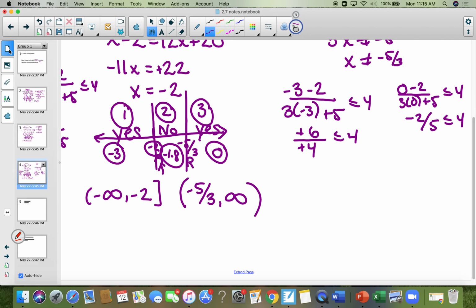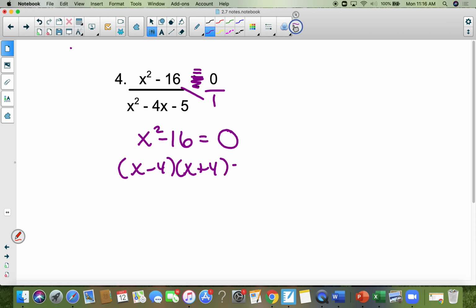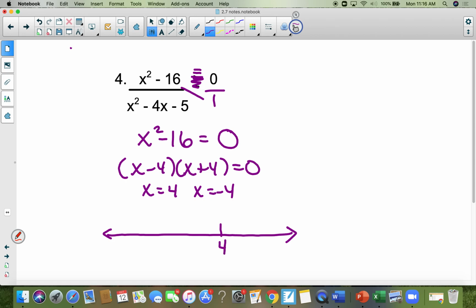Okay, one more fraction one. It's nice to see it again. So again, make this equal to 0. Put it over 1. If you cross multiply, you get x squared minus 16 equals 0, because anything times 0 is 0. This is x minus 4, and this is x plus 4 equal to 0. x equals 4, x equals a negative 4. Those are your two answers. At 4 and at a negative 4 are your answers.